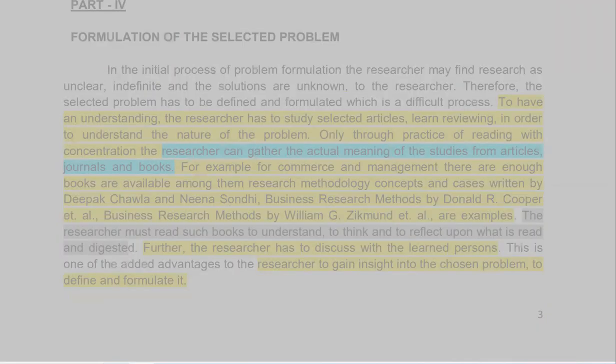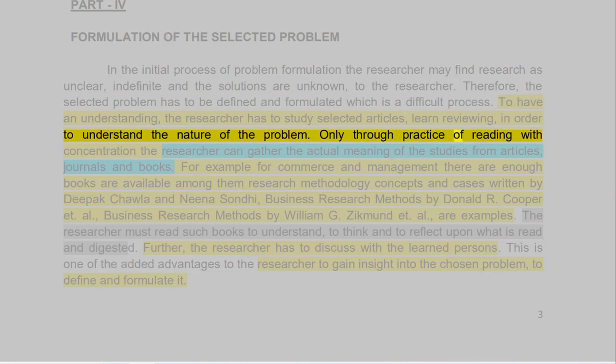Part 4. Formulation of the selected problem. In the initial process of problem formulation, the researcher may find the research problem unclear, indefinite, and the solutions unknown to the researcher. Therefore, the selected problem has to be defined and formulated, which is a difficult process. To have an understanding, the researcher has to study selected articles, learn reviewing, in order to understand the nature of the problem.